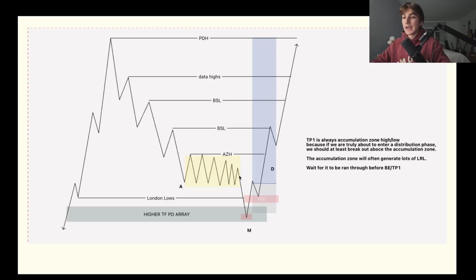Now, what are we going to look for? The highest time frame fair value gap inverse in this leg. Let's say it's a 5-minute. That 5-minute gets inversed. Bang. We're entering here, and now we should be prepared for the distribution phase.